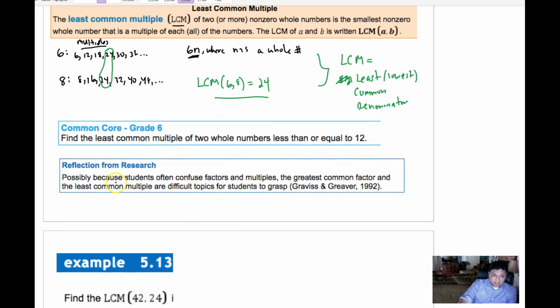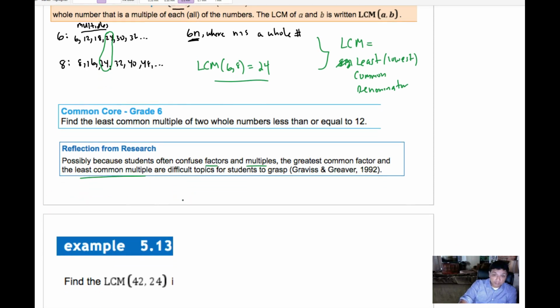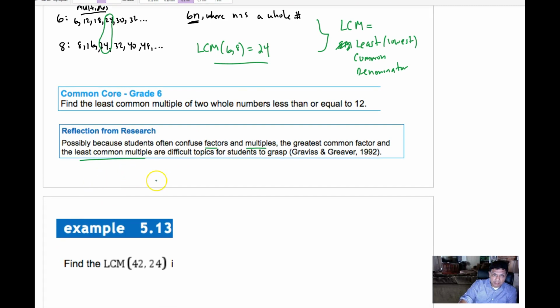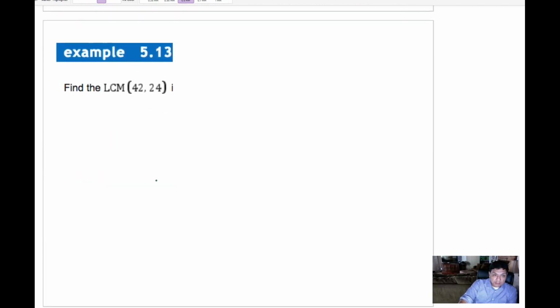Something to keep in mind with research, possibly because students often confuse factors and multiples, even you guys will: the greatest common factor and the least common multiple are difficult topics for students to grasp. It's not that they don't understand what they are, they just get the names mixed up. So you should come up with your own way of thinking about how to differentiate between factors and multiples. Here is another example.